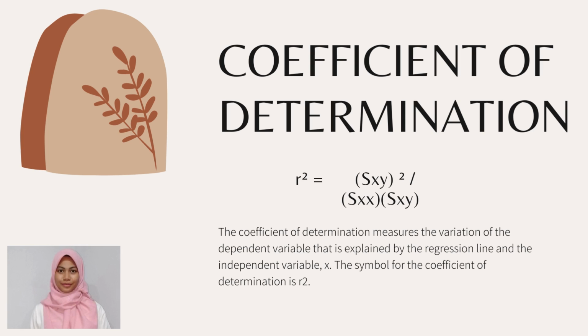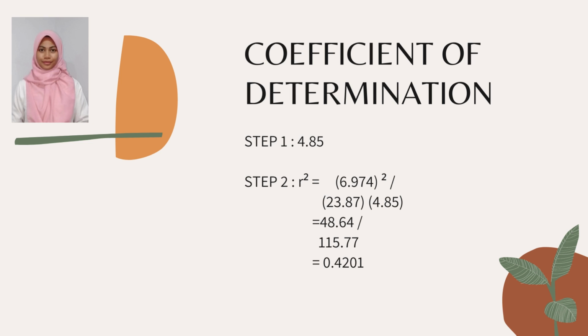My name is Nur Atirah Najwa binti Azhar. I will present about the coefficient of determination. The coefficient of determination measures the variation of the dependent variable that is explained by the regression line and the independent variable x. The symbol for the coefficient of determination is r squared. The coefficient of determination is 0.4201.